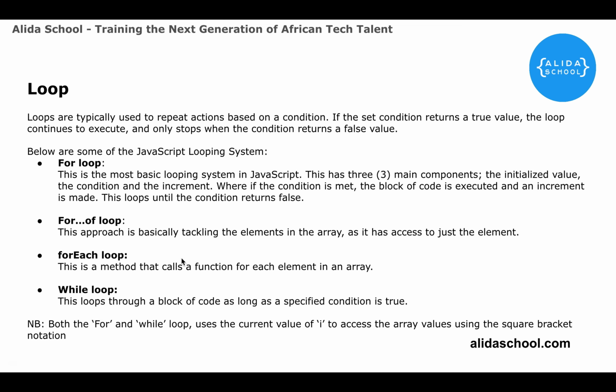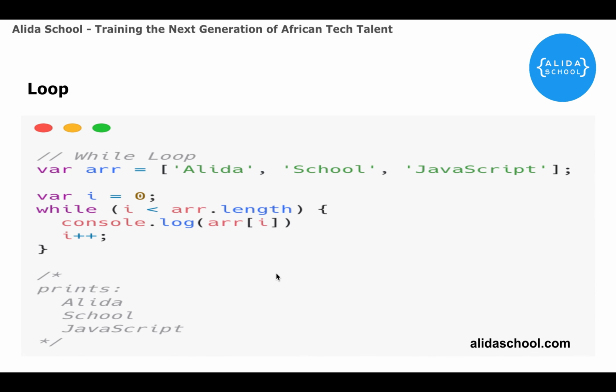While loop. This loops through a block of code as long as a specified condition is true. This is an example. I'm declaring a variable outside and saying var I is equal to 0, and I'm using 0 because I want to start from the index 0. While I is less than array.length, console.log array at the index of I. And here we need to add the increment I++ so that we are able to increase the value of I and also monitor our condition.